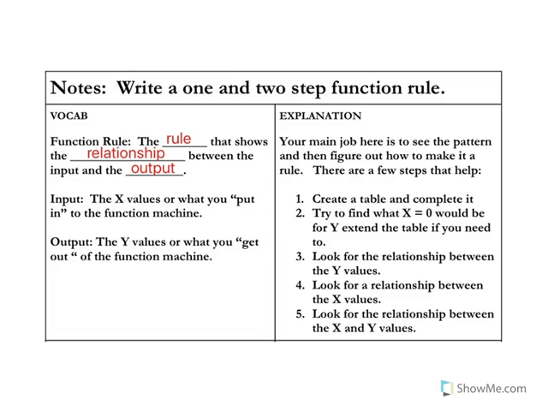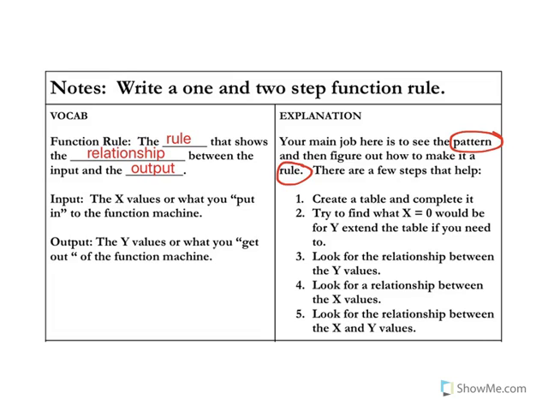The explanation for how to write a function rule is as follows. Your main job here is to see the pattern and then figure out how to make it a rule. So we start with a pattern. As you well know, I have shown you many of those, and we turn that into a rule. You've already been doing this and practicing this in class. There are a few steps that can help.